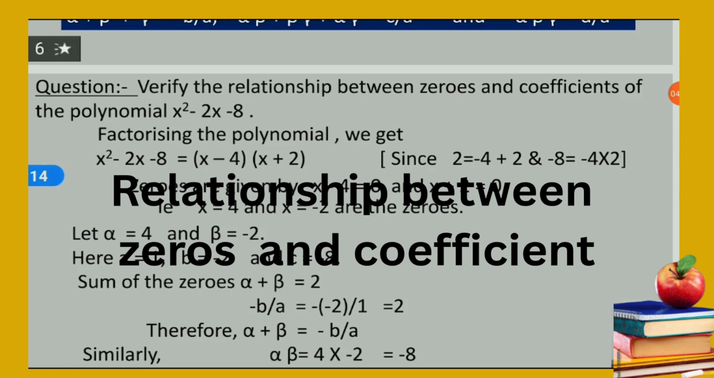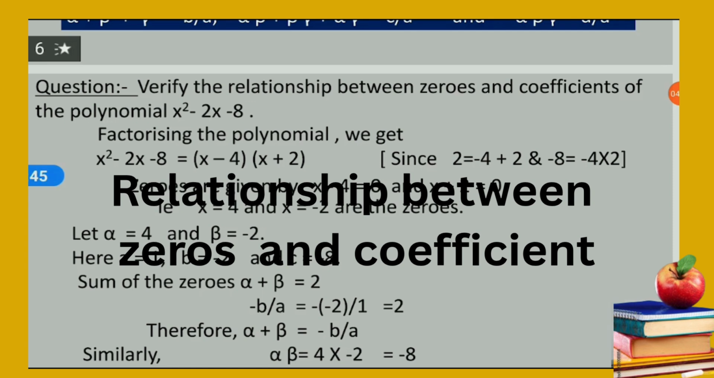Now we assume alpha = 4 and beta = −2. Then our polynomial is x² − 2x − 8. What is the value of a? It is the coefficient of x², that is a = 1. Then what is b? b is the coefficient of x, that is −2. And what is c? c is −8, that is the constant term.